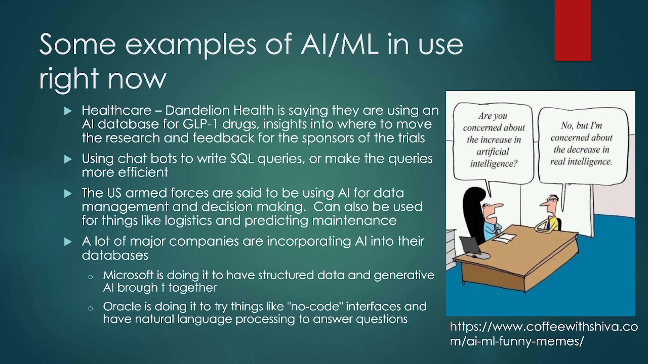Microsoft is actually doing it for structured data and generative AI. Oracle is doing it for things like no code interfaces and natural language processing to ask questions. So one of the hot trends right now is basically trying to shove AI wherever it can go. And some large companies have actually made these mandates. It's basically like everybody has to be using AI in some way.